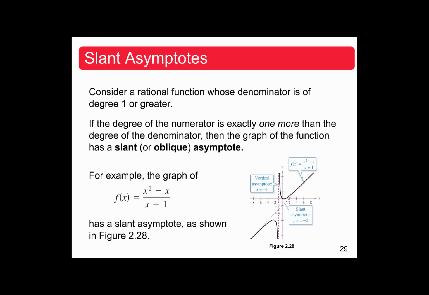Now let's talk about a slant asymptote. Okay, slant asymptote. So typically we have horizontal and vertical asymptotes, and a slant asymptote is something like this, right? This is the typical slant asymptote. Remember that when there's no horizontal asymptote, then typically we have a slant asymptote. Then the slant asymptote exists.